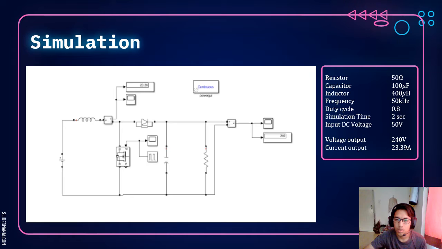For the parameters, for frequency and duty cycle, we use 50 kHz and duty cycle 0.8, which is 90%. For the other parameters, we use what was given in the instruction. We got an output voltage of 240 volt and an output current of 23.39 ampere.